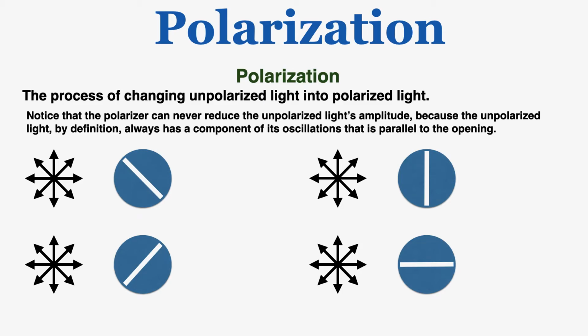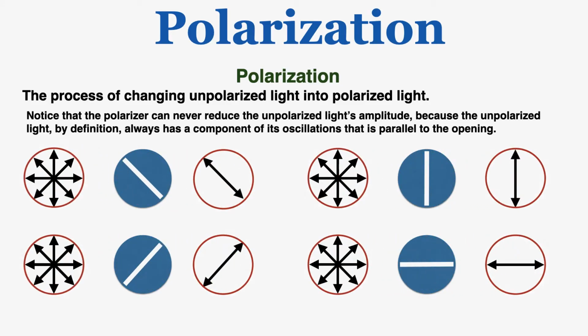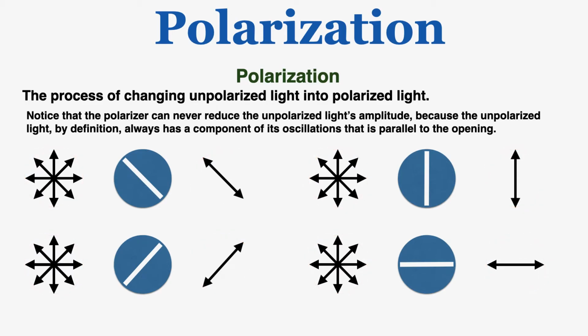Notice here that passing unpolarized light through a polarizer cannot reduce the amplitude of the light. No matter the angle, the final amplitude is the same as the original unpolarized light. So the polarizer does not reduce the amplitude. It's the analyzer that does that later on in the second part of polarization.